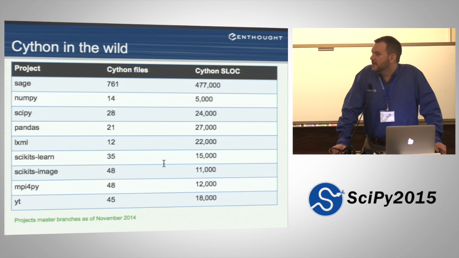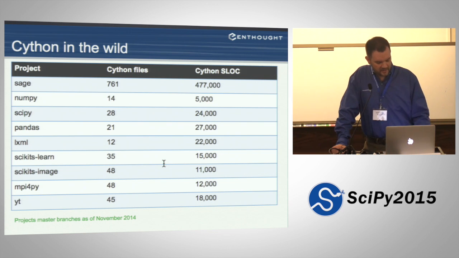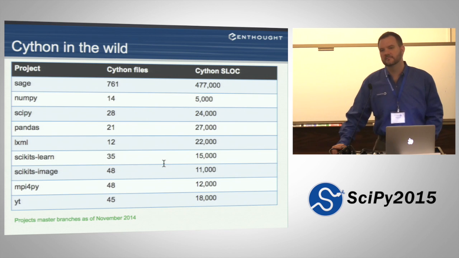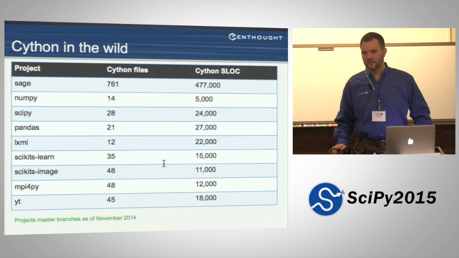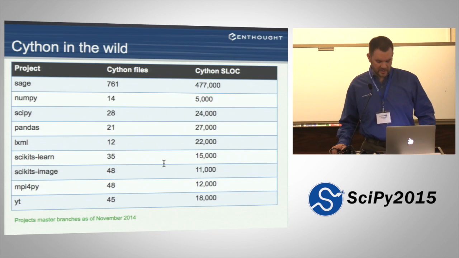LXML is a very popular XML library. One of the Cython core developers also develops LXML, so it uses Cython significantly for XML processing. Scikit-image, Scikit-learn, MPI for Py, YT for sophisticated astrophysical data set management and visualization, that sort of thing. These are all big projects that are using Cython heavily and significantly, and they're committed to using it. Okay? And you're almost guaranteed to be using Cython every day, perhaps without even knowing it, or at least using Cython-generated code.